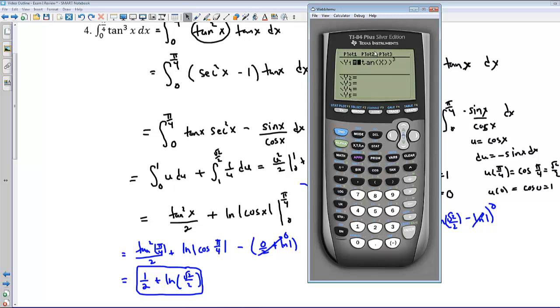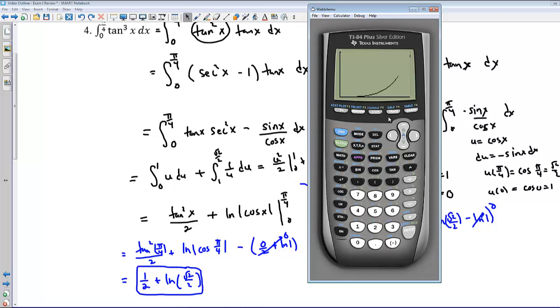All right, back to my y equals, so there's tan of x cubed. I'm going to make my window go from 0 to pi over 4. So I usually just put in the limits of integration here. Sometimes you may have to adjust this later if it doesn't round right. And then I go to zoom, and I do zoom fit. So I find 0. You can just hit 0, but I like zoom fit. It fits the output to the input you put in there. And so then when I zoom fit this, it should give me a decent looking graph.